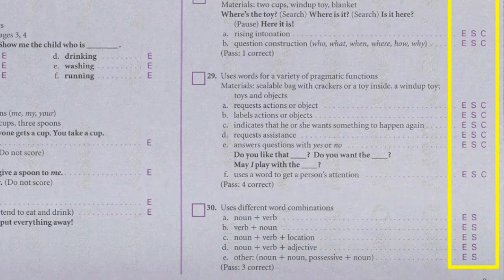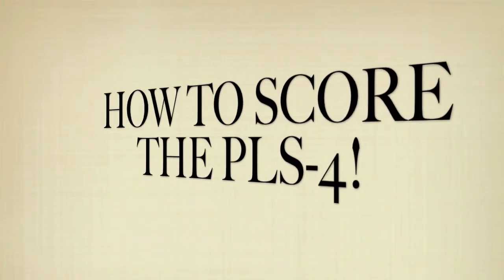The C stands for caregiver. If the caregiver reports a child is capable of performing the behavior and provides a supporting example, the clinician circles the C. If a child is able to complete the task, letter E, S, or C, or a combination of the three are circled. How to score the PLS-4.